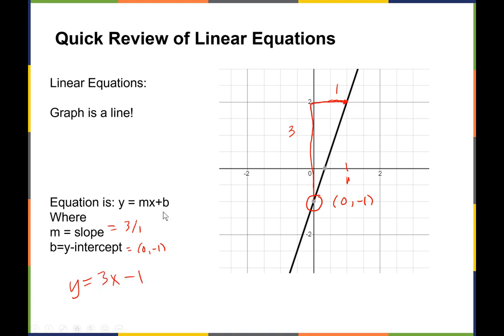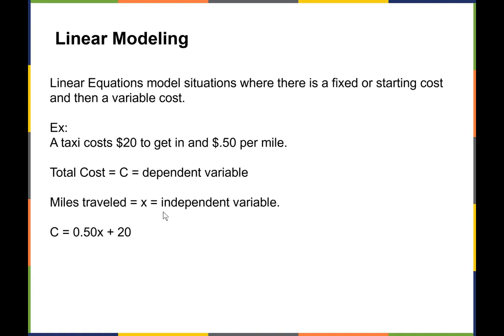All right. Hopefully that was a quick review for you. You've seen this before. Let's do a story problem where we use linear modeling. A taxi costs $20 to get in and 50 cents a mile. Whenever you see something about a fixed cost plus some sort of a variable cost, usually that's going to be modeled by a linear equation. We're going to use C to be the total cost. That's the dependent variable, the output. And the miles traveled is going to be x. That's the independent variable. Our model for this equation is C equals 0.5x plus 20, so 50 cents times each mile plus $20. So that's a linear model for this equation.